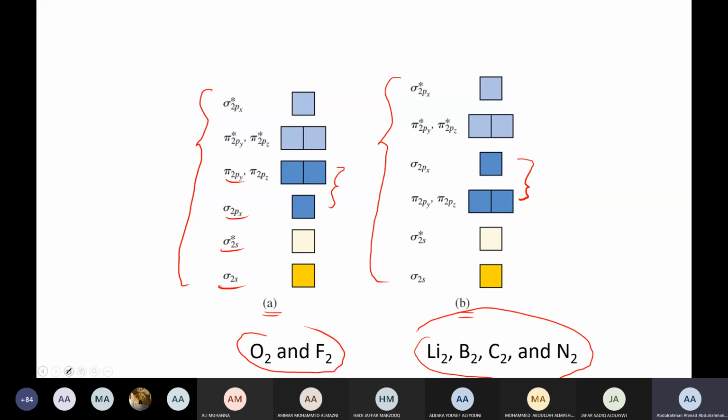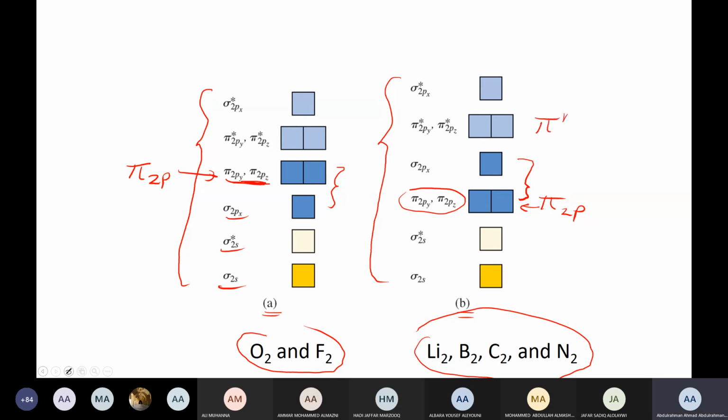You must memorize these names: sigma 2s, sigma 2s star, sigma 2px, pi, and so on. Usually in the exam we don't give it to you like this. We usually say just pi 2p, which means it is two boxes, but I did not write the y or z. Whenever you have pi in this theory, the pi consists of how many orbitals? 2. Clear?